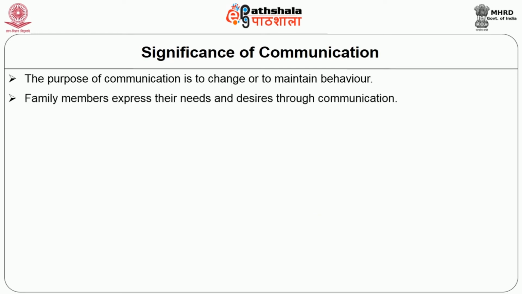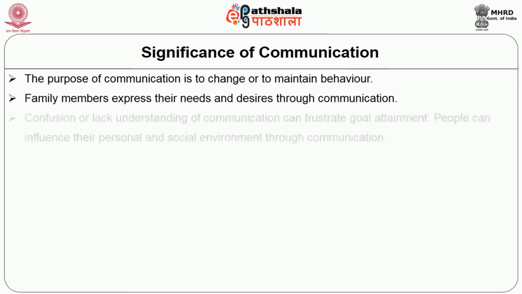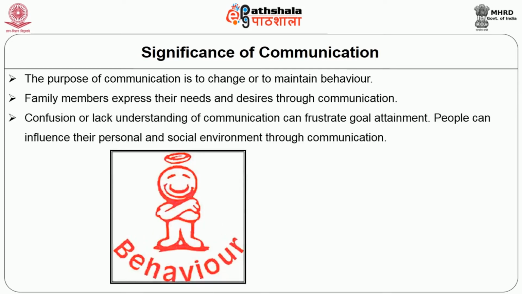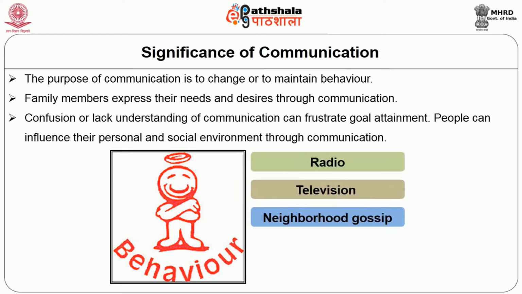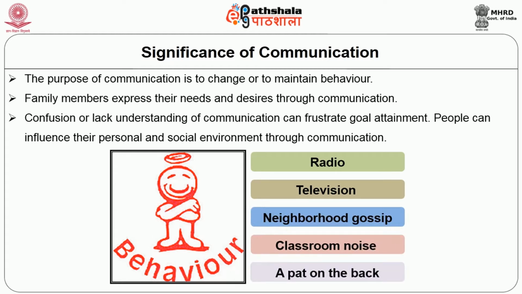The family members express their needs and desires through communication. Confusion or lack of understanding of communication can frustrate goal attainment. People can influence their personal and social environment through communication. Behavior of a person can be influenced by radio, television, neighborhood gossip, classroom noise, a pat on the back, or a frown on the face.